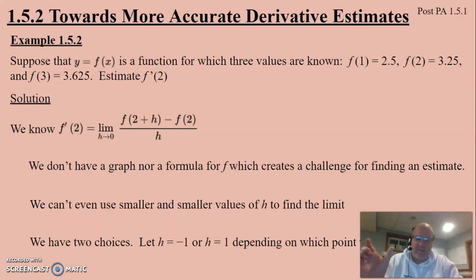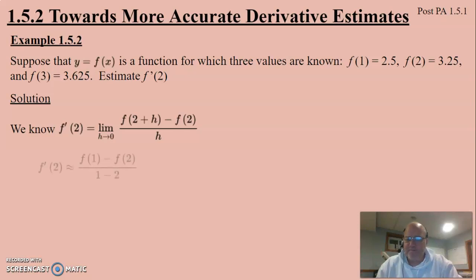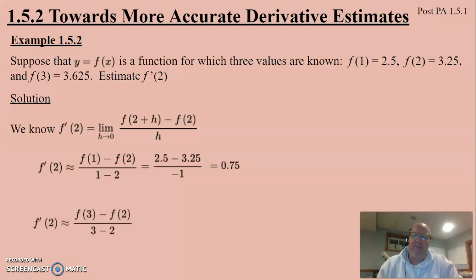So that's an h distance of negative 1 or positive 1. Okay, so we can say f prime of 2, if h is equal to negative 1, is approximately the average rate of change from 1 to 2. All right, so that's going to be f of 1 minus f of 2 over 1 minus 2. That equals 0.75.